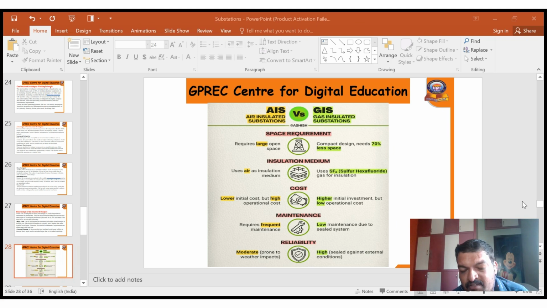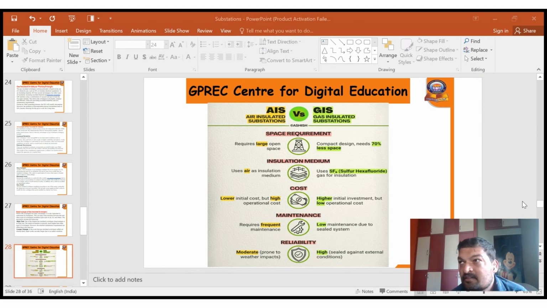But coming to the operational cost, air insulated substations have high operational cost. Why? Because it requires maintenance. Maintenance is more of a problem in air insulated substation as compared to the gas insulated substation. So that's why air insulated substation requires very high operational cost as compared to gas insulated substation.